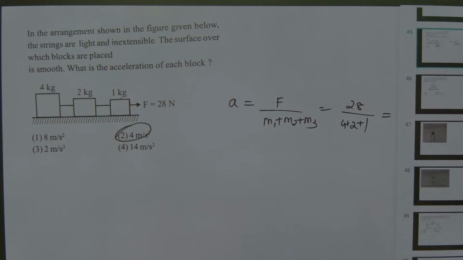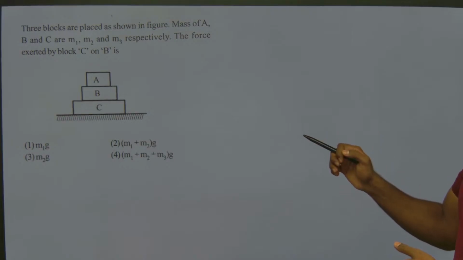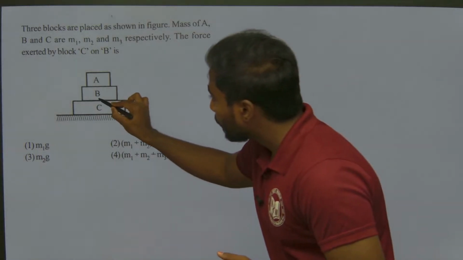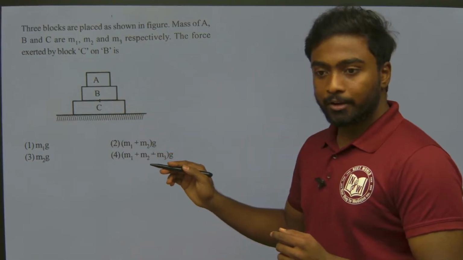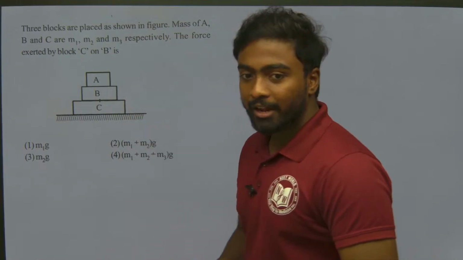Can we see the next question? The three blocks are placed as shown in the figure. Mass of A, B, C are m1, m2, m3 respectively. The force exerted by block C on B. Block C on B. So what should I do? I should find the force in between them. I need to find the force in between block C and B. So can I draw the free body diagram first?